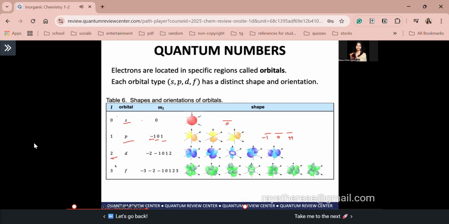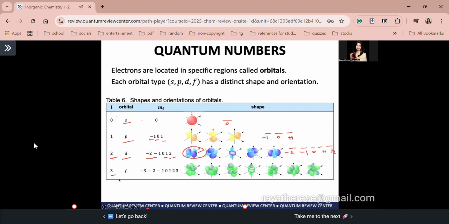Then, for l is equal to 2, it refers to the d orbitals. So 5 yung d orbitals. And they have clover leaf shapes itong blue na to. And their magnetic quantum numbers, m sub l, are negative 2, negative 1, 0, positive 1, positive 2. So ganito yung orbitals. 5.